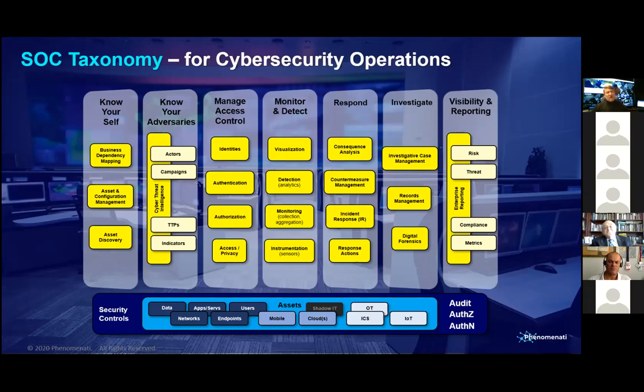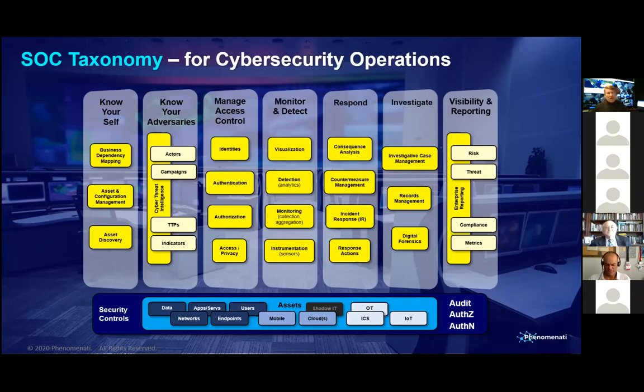Managing access controls is something that's often overlooked for security ops centers. But we in the Security Ops Center need to provision identities and the credentials that go along with that to support authentication. We need to deal with the authorization and privilege model, both the granting and the revocation of those privileges. And we deal with the access and privacy in terms of actually enforcing that in the environment.